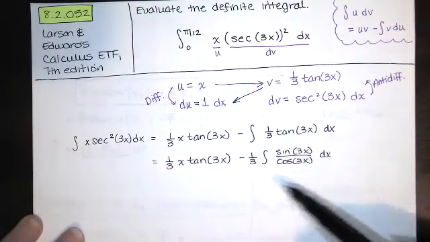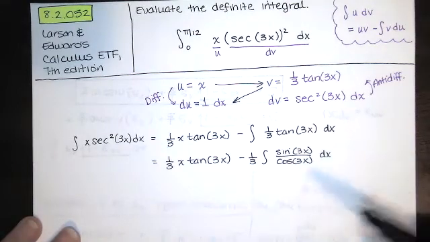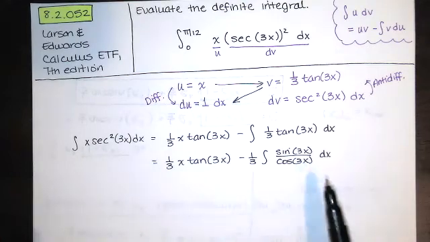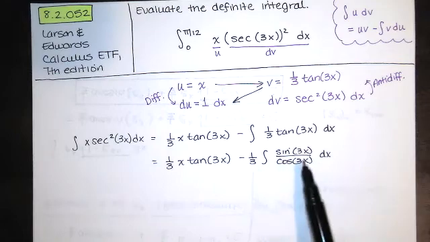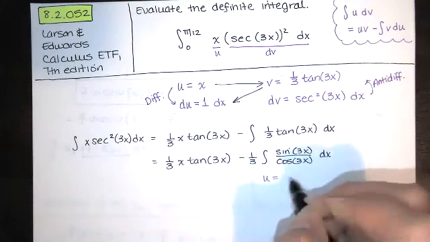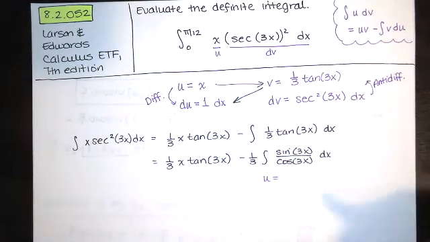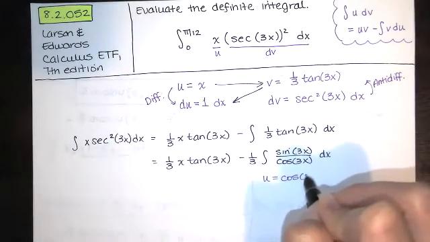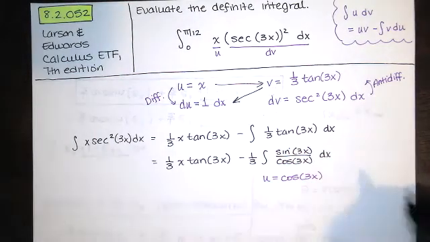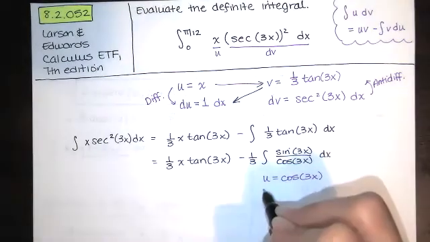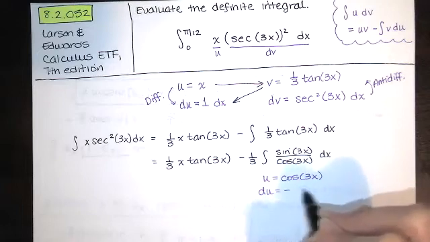Now looking at this, you could do u substitution twice, but let's not do that. Let's just make one substitution and choose u to be the function that includes both functions. So I'm going to choose u to be that whole denominator. That way I don't have to let u equal 3x and then let w equal cosine of u, which would make this more complicated. And the reason I'm choosing u to be the denominator is the derivative of cosine is negative sine.